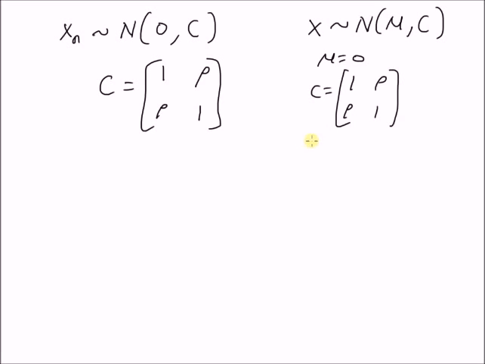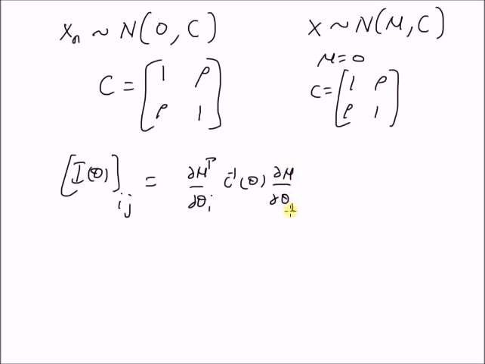And from a previous video, we know that the Fisher information matrix for a parameter vector theta given this general Gaussian vector is defined as I of theta at ith row and jth column is equal to the derivative of the mean vector transpose with respect to theta i, C inverse of theta, derivative of mu with respect to theta j, plus 1 by 2 trace of C inverse derivative of C with respect to theta i, C inverse derivative of C with respect to theta j.